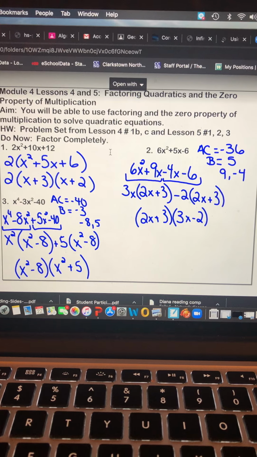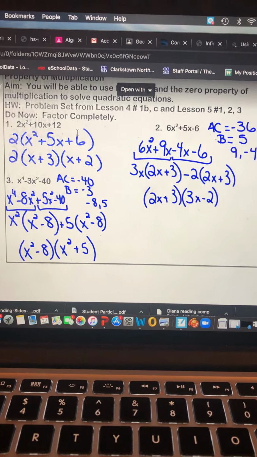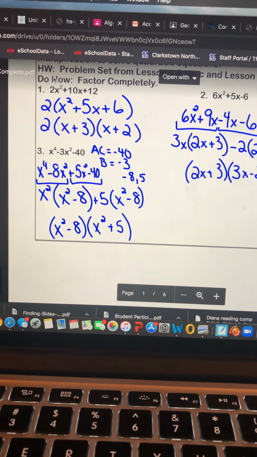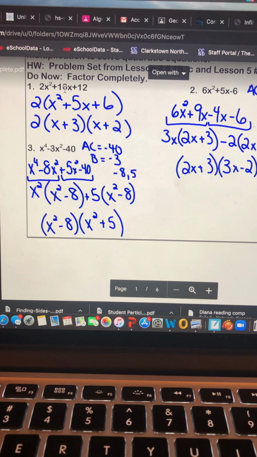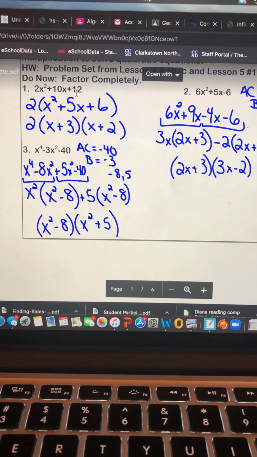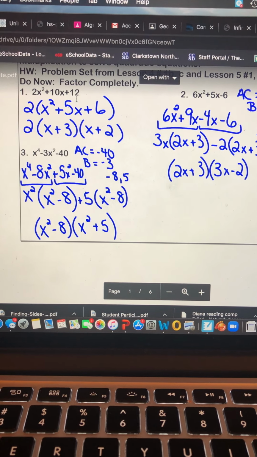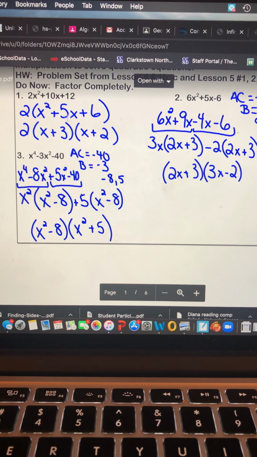Okay, your homework is from the packet. The do now is kind of like a review of what we've been factoring and doing. So if we look at number 1, again, are you using a GCF, are you using difference of perfect squares, or are you using the AC method? So here, don't just do the AC method first because you have a trinomial. There's a 2 that you can pull out of each term first.